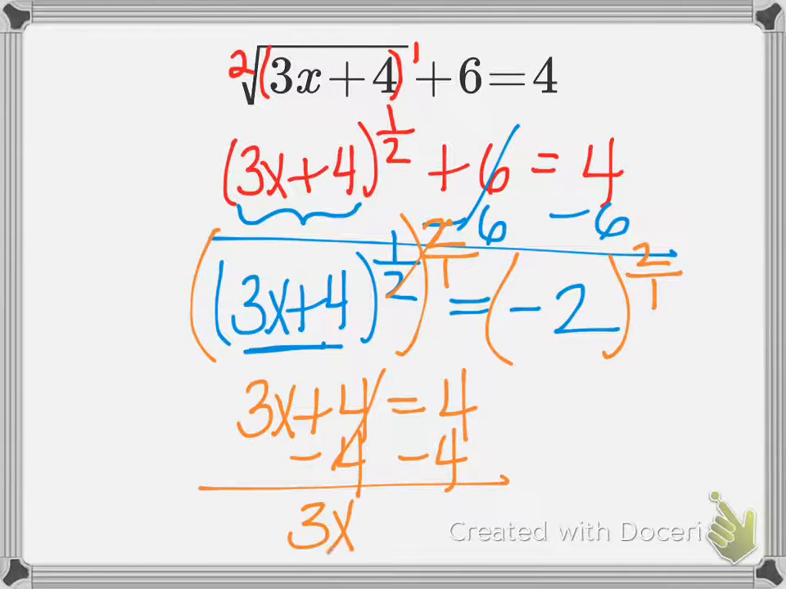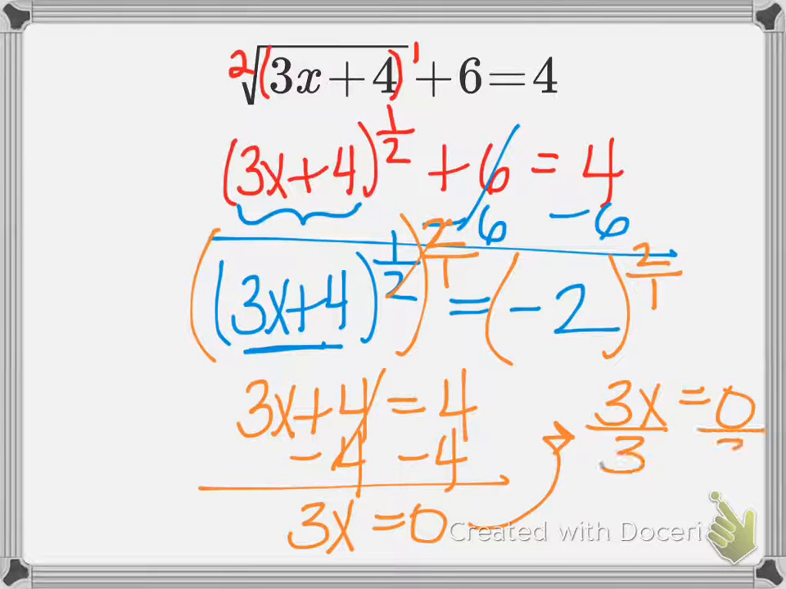So I get that 3x is 0. So if I just kind of go up here to finish this off, I would divide both sides by 3, and I get that x is 0. Okay, so that should be my answer.